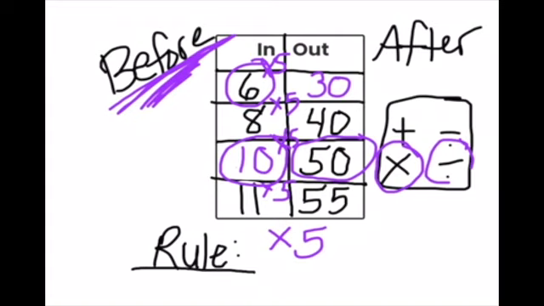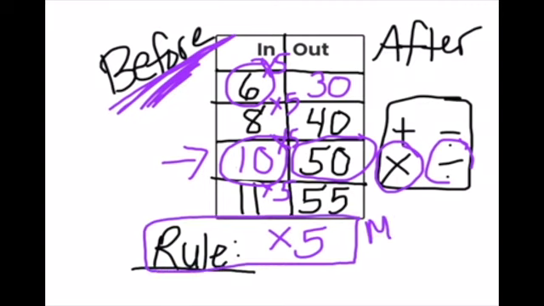So that's right, because 10 times 5 is 50. See how I could use division just for this rule, because it's kind of like I'm going backwards? But our rule, and it stays consistent, was times 5. Or you could have said multiply by 5.